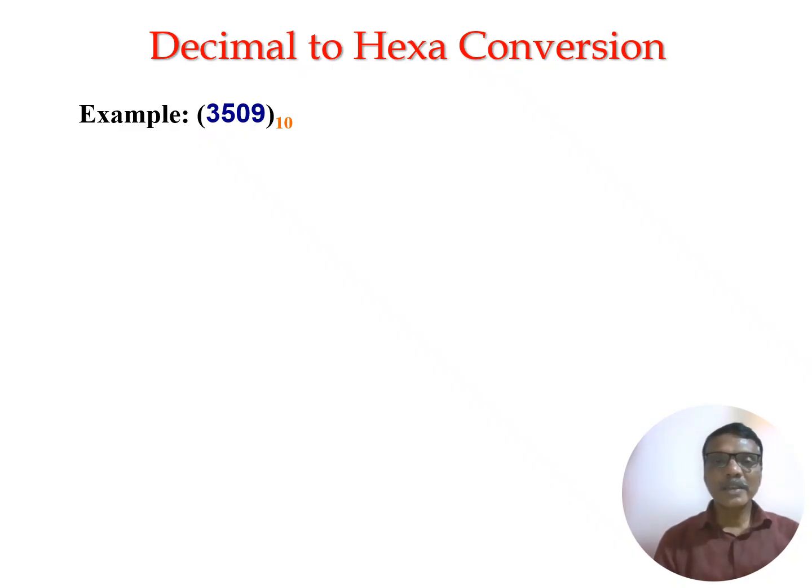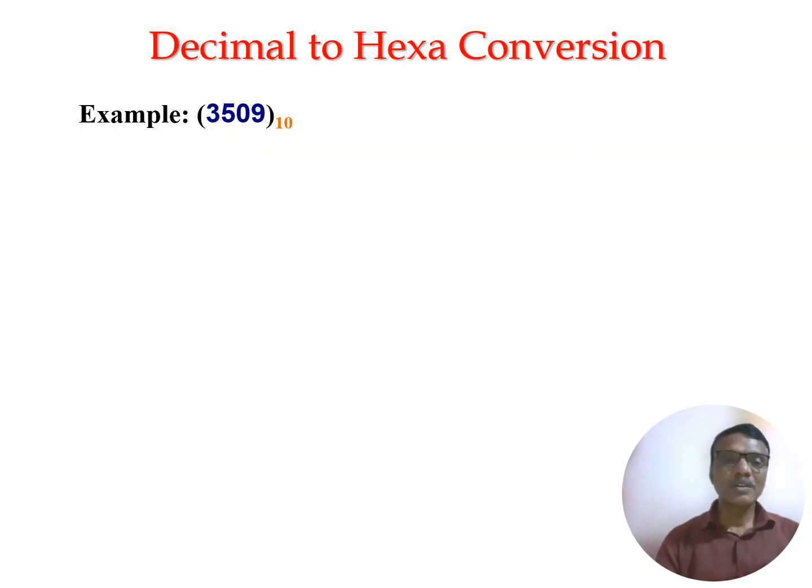So decimal to hexadecimal conversion. This is the given example, 3509. 3509 is the given decimal value, and we need to convert it into a hexadecimal number.